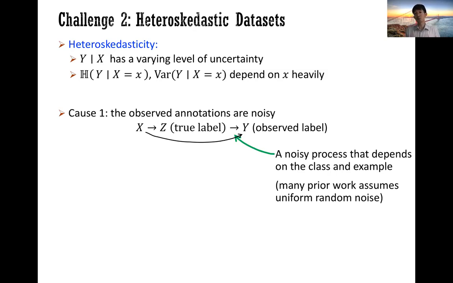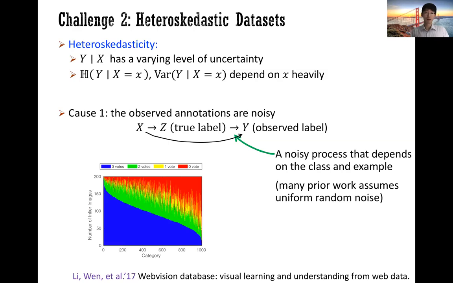And many of the prior works on noisy data sets do assume that there's a uniform random noise from Z to Y. So you basically uniformly change the ground truth to a random other class. So this ignores the heteroskedasticity from this noisy labeling process. Some examples might be harder to label, and some other examples might be easier to label. Certainly, not all the examples have the same level of noise in their labels.